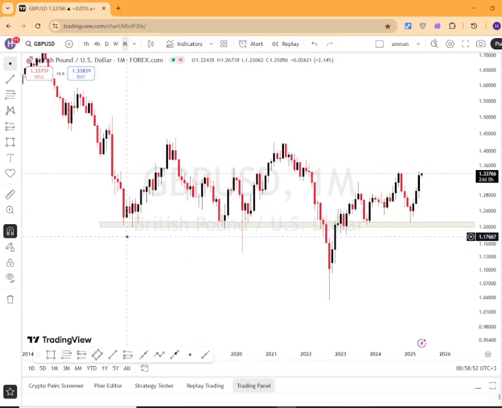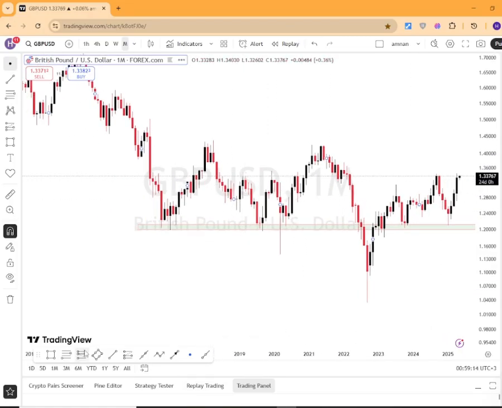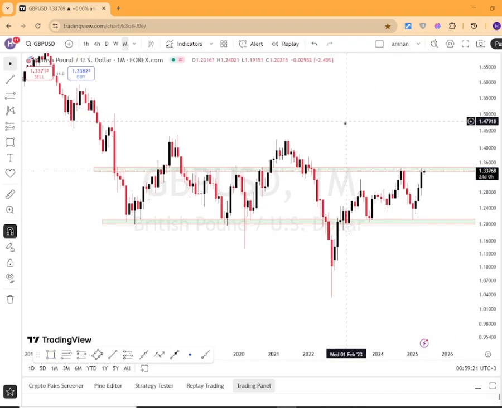The reason why we draw this support here is because we see the market rejected at this point, and rejected at this point, point 1, point 2. Then this is a fake breakout, because it broke this support but reversed again to this side. So we are looking for this market to go up.